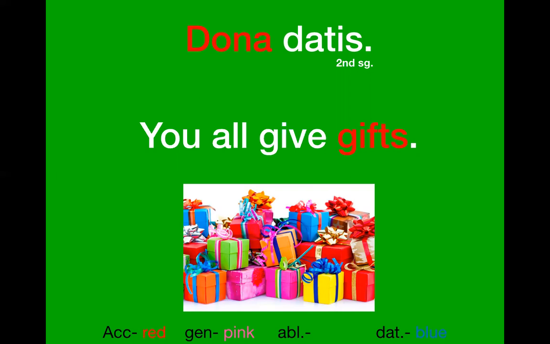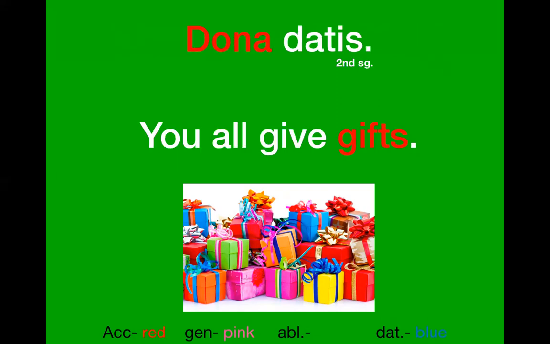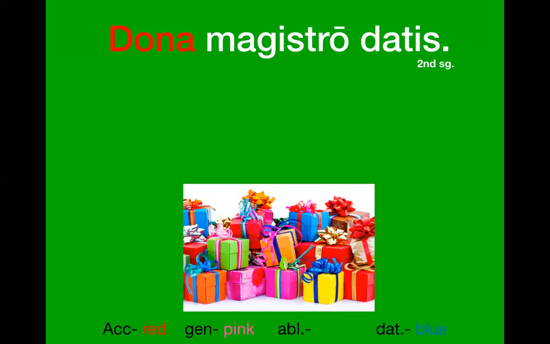That way we know it's a bunch of people, a you-guys kind of situation, not just a you situation. So this is you all give gifts. I kind of spoiled that there. But now what if I add something? Dona Magistro Datus. What did I do to it? It's still going to be you all give gifts, but now I added Magistro. So what is Magistro doing? Can I say? Oh, yeah.